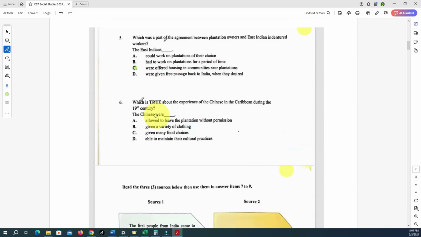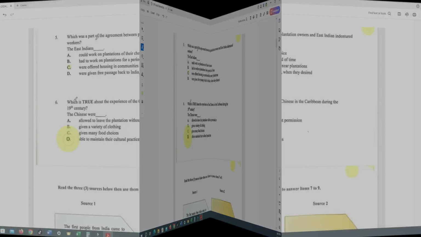Alright, which is true about the experience of the Chinese in the Caribbean during the 19th century? The Chinese were allowed to leave the plantation without permission? No. Given a variety of clothing? No. Given many food choices? No. Able to maintain their cultural practice? That's it. That's B.